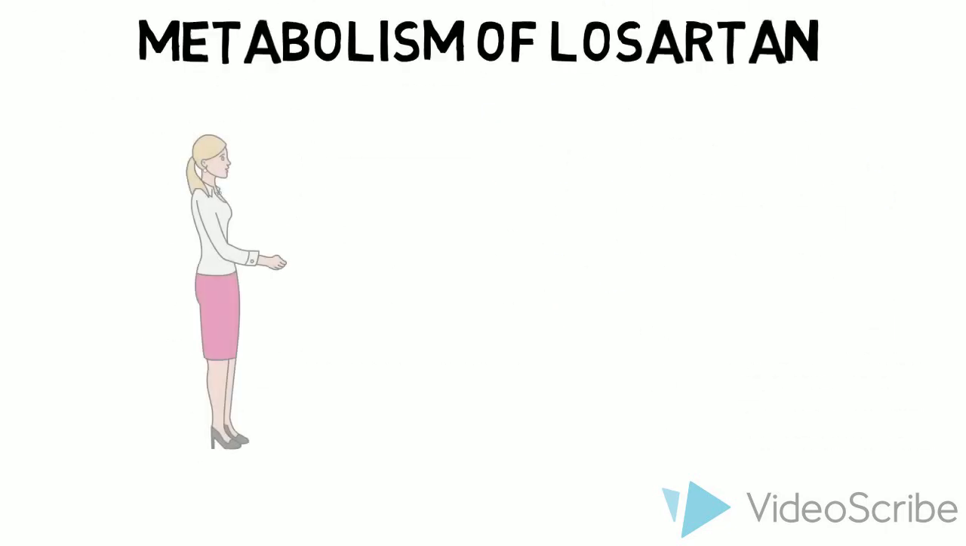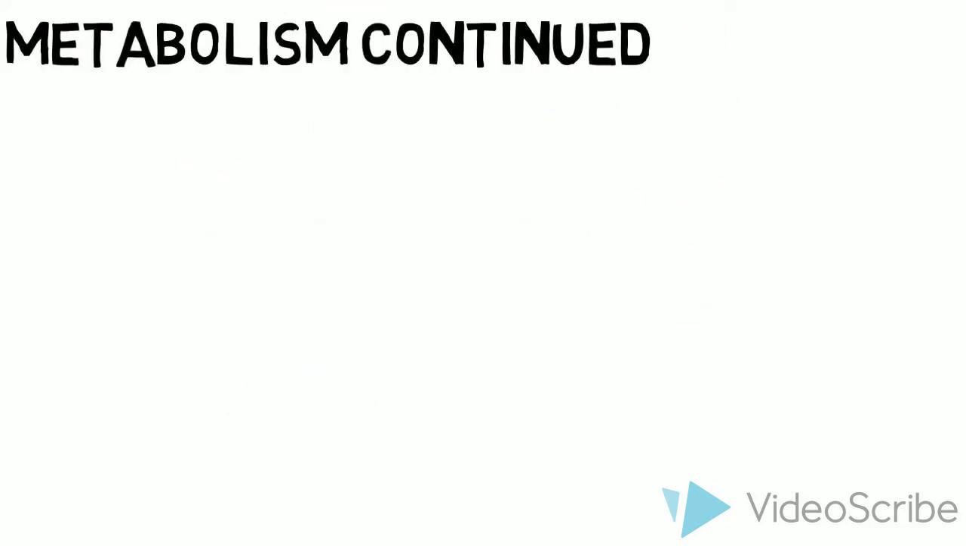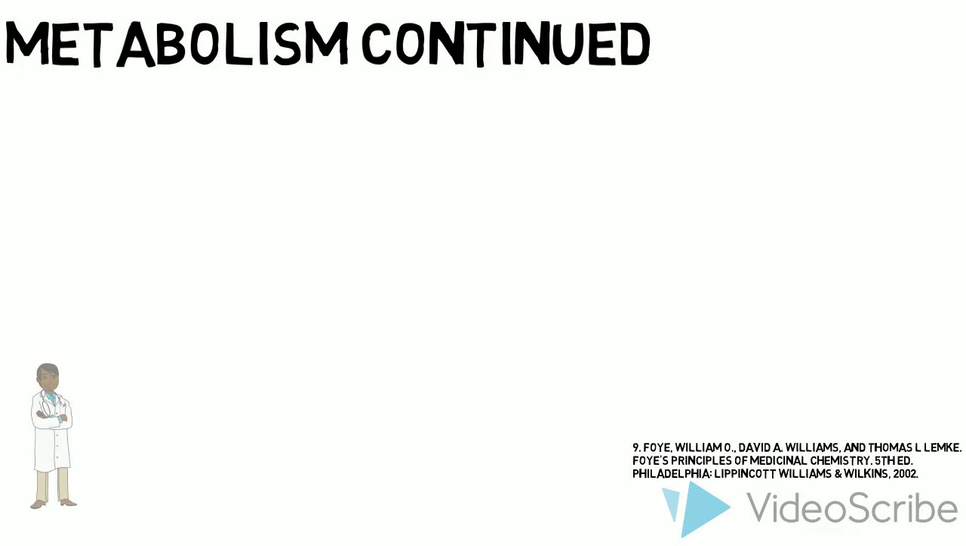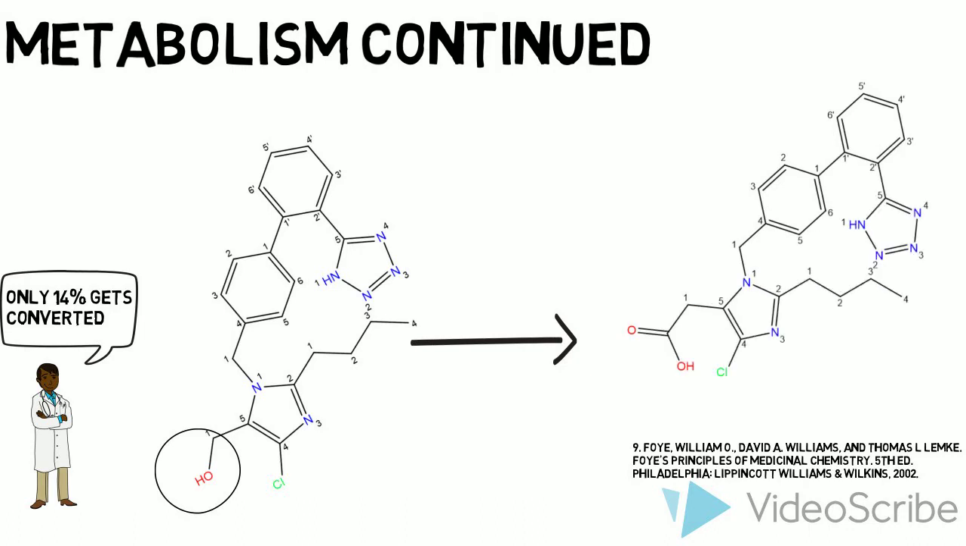So, when I take losartan, what happens in my body? Approximately 14% of losartan is converted to its active metabolite, EXP3174, which is 10 to 40 times more potent than losartan. The active metabolite is a non-competitive antagonist to AT2. The hydroxymethyl group in losartan is oxidized to a carboxylic acid group by the isozymes CYP2C9 and CYP3A4. The metabolite works alongside its parent drug to exert its antihypertensive effects.